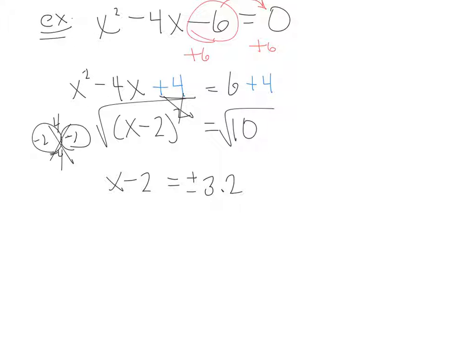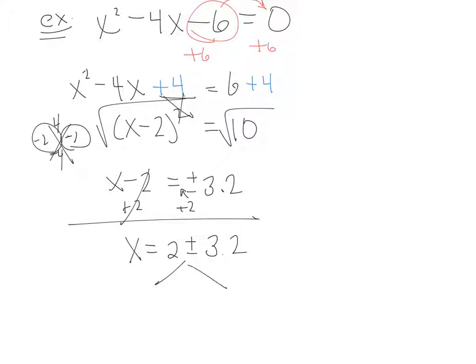So now what are you going to do to get x by itself? I'm going to add 2. That number you're moving to the other side always goes in the front. So x equals 2 plus or minus 3.2. Now I'm at my two paths. I'm going to split it up. 2 plus 3.2 or 2 minus 3.2. 2 plus 3.2. Oh, I did minus first, sorry. 2 minus 3.2 is negative 1.2.